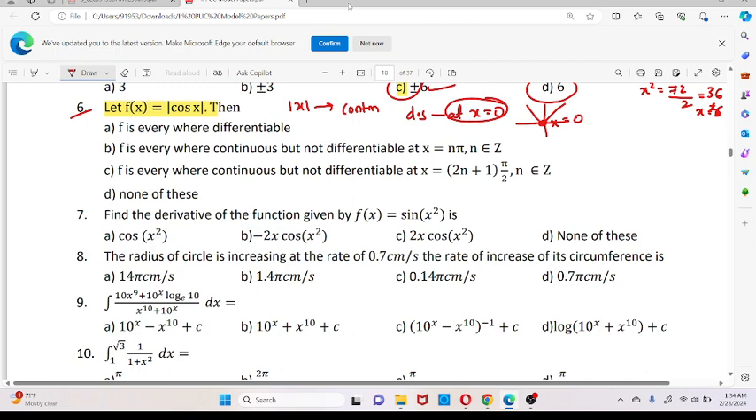See, every continuous function is not necessarily differentiable, sometimes continuous functions are differentiable, but the modulus of x function is not differentiable at 0. You know that modulus of x is continuous but not differentiable. Okay, so see here, sometimes it may be continuous, it may be differentiable or may not be differentiable.